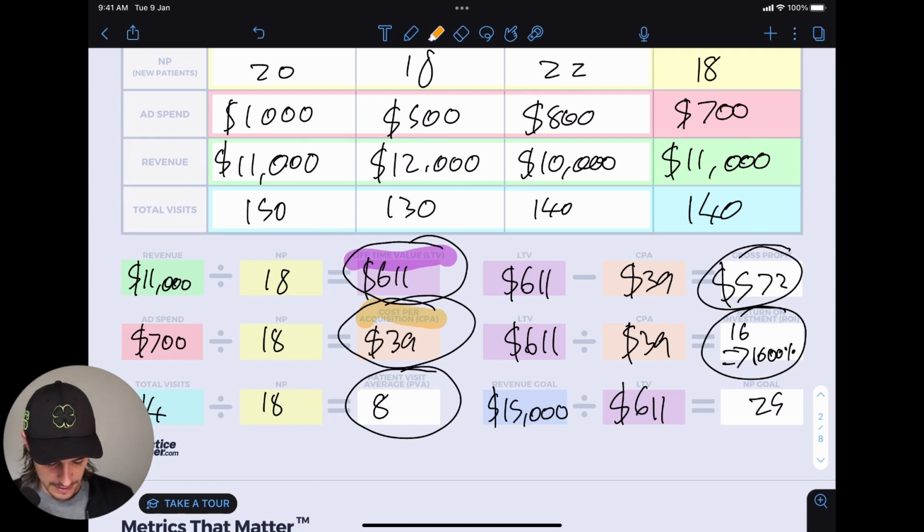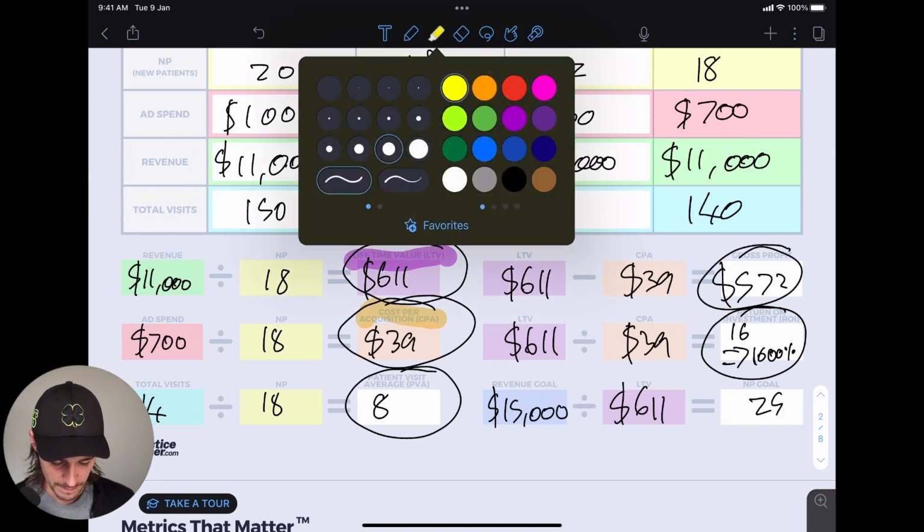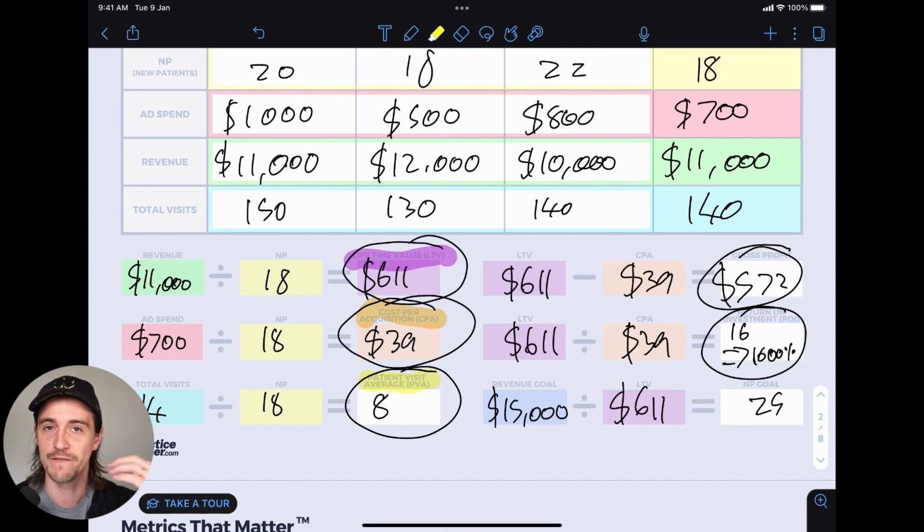Okay. Patient visit average, right? If your patient visit average is nowhere near what you're recommending for people, then people are dropping out. And the reason they're dropping out is because they don't believe you as to why they should follow the plan that you gave them, or you're not giving them a plan in the first place.